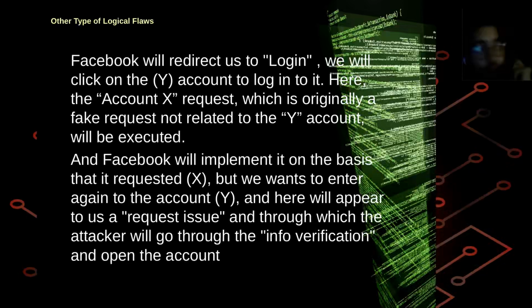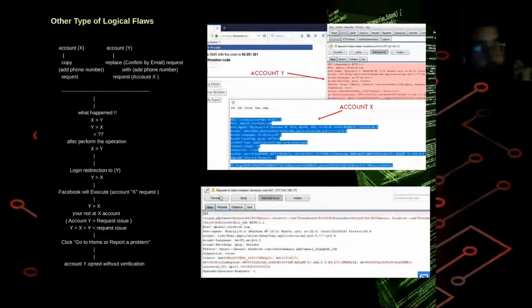As you can see, from the first screenshot we intercept a request from the account Y, which means that we are inside our account Y. We copy and paste a request from account X and put it inside account Y, and then we send our request to the Facebook server. In the second picture, we find that Facebook redirects us to log in again. Facebook has logged out our account and tells us to log in again.